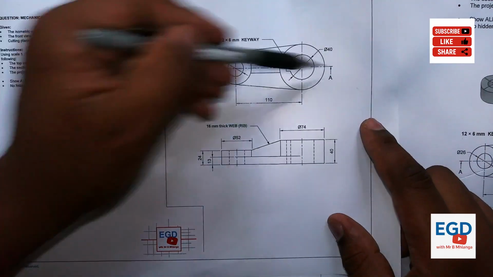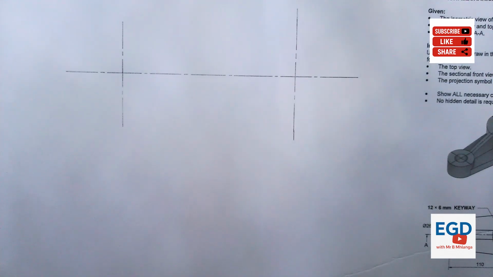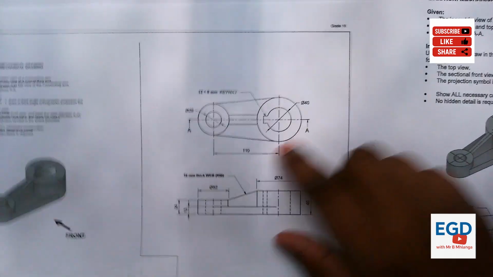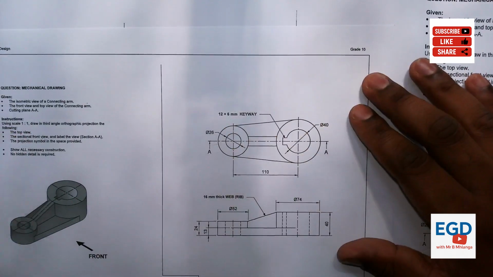Okay, so I'll start with the center lines. If you look at the screen, I've already drawn the center lines there. So now that means I can start drawing my top view. Okay, so obviously I have my center lines, so I can start off by drawing the circles.